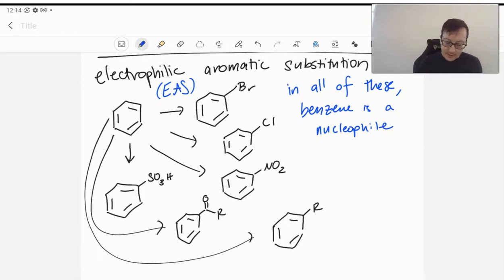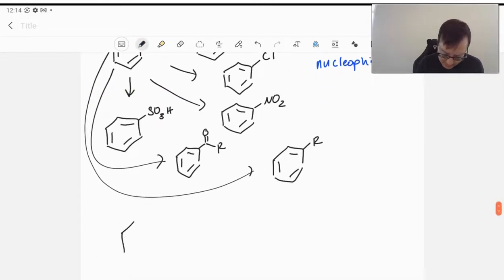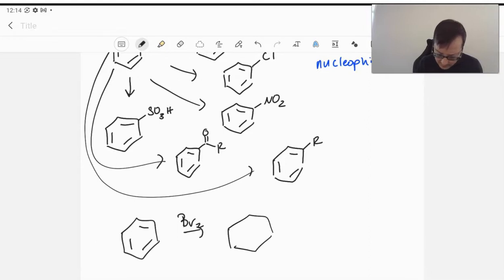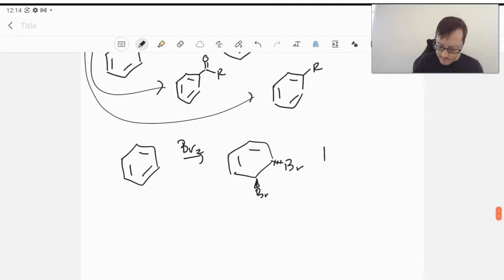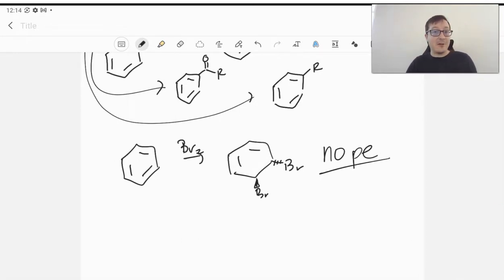And so we have to consider that we looked at trying to brominate via addition before. We tried to think, okay, well, maybe we can put some bromines on this thing, get an addition product. But because that ruins the aromaticity of the compound, it's energetically unfavorable, and so it doesn't happen.